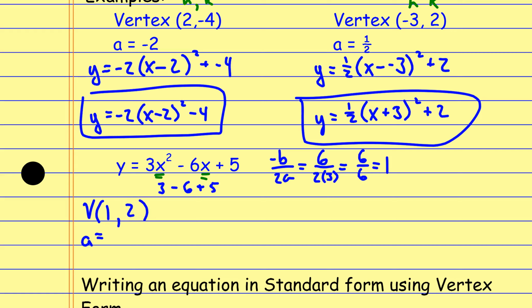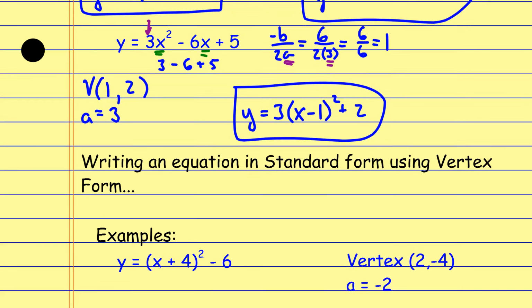The a value is just the a value that I've been using right here. It was opposite of b over 2a, and I plugged a 3 in. A is this value right here. Okay, remember the a value from vertex form and the a value from standard form are the same a value. And now I can just write this, y equals 3 times x minus h squared plus k. That's it.